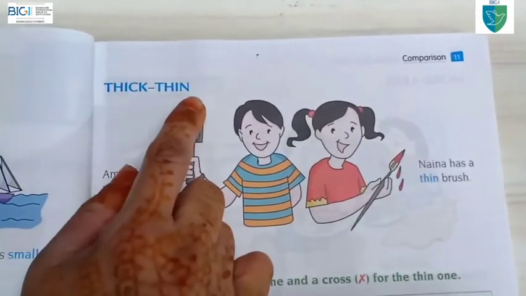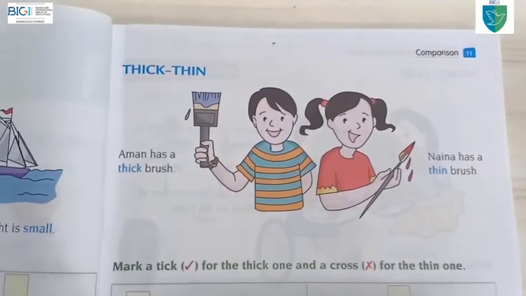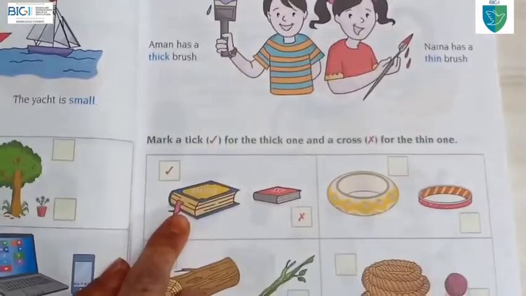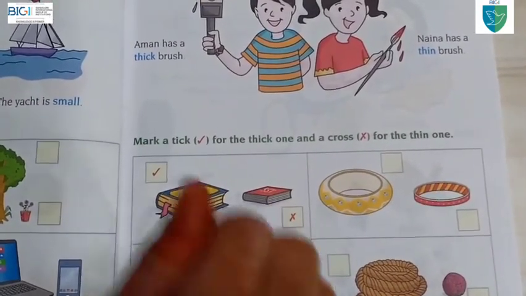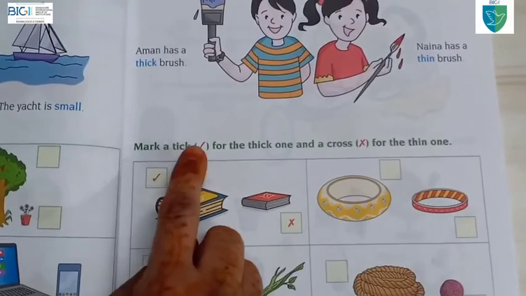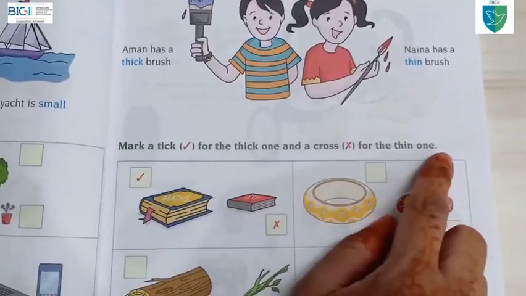The next comparison is thick and thin. This is based on the measurement. Now look at these two pictures. This is a fat, thick book. This is a thin book. Now what do you have to do? Mark a tick for the thick one and a cross for the thin one.